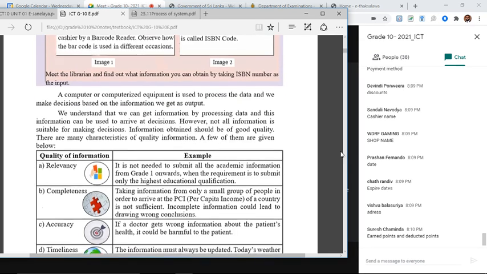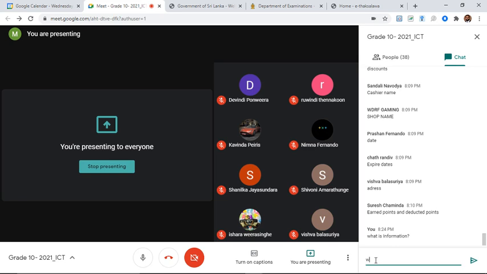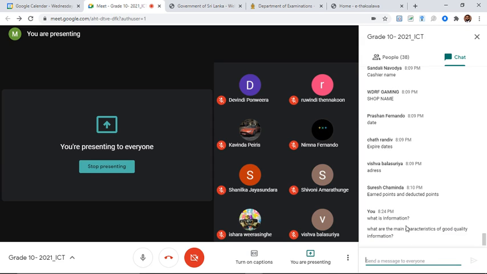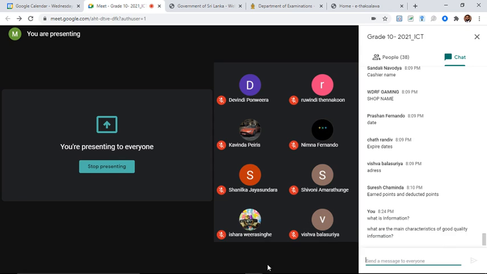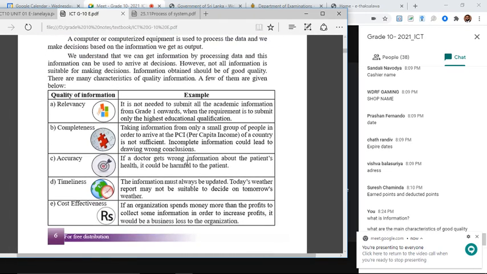Okay, write down a question. Write a question. What is information? So we have written answers for this one. What is information? What are the main characteristics of good quality information? Okay, write the answers for this one. Okay, I give the answer here. So you can read. No need to explain, but you can read.